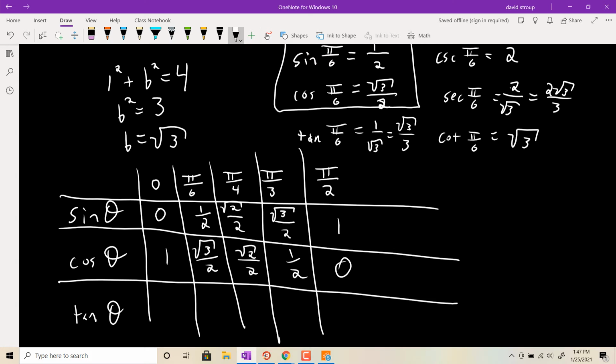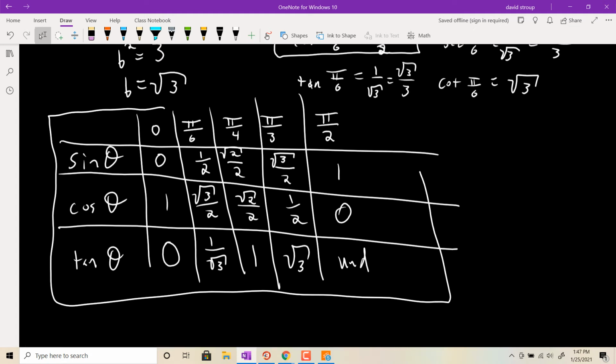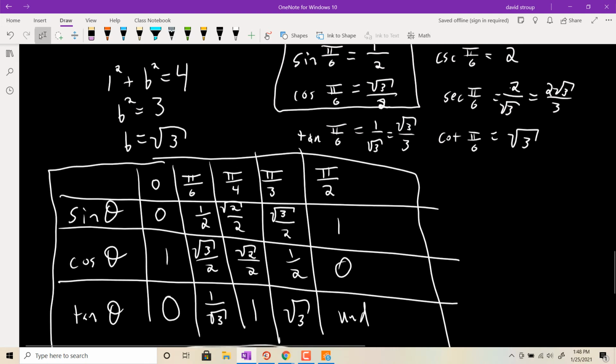And then tan is just the ratio of all those. So it's 0 over 1, 0. 1/2 over root 3 for this guy, not rationalizing. This is 1. This will be root 3. And then this will be undefined. Okay, just using all of our identities. This chart is awesome. If you get this memorized, you are ahead of the game. And it's usually the first thing I would write down when I'm taking a test. I would just dump that on the paper.